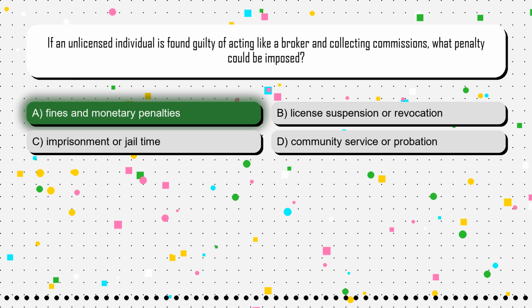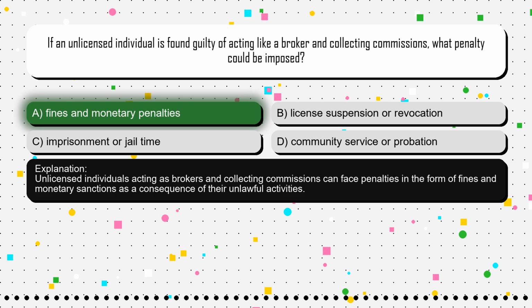The correct answer is option A. Fines and monetary penalties. Unlicensed individuals acting as brokers and collecting commissions can face penalties in the form of fines and monetary sanctions as a consequence of their unlawful activities.